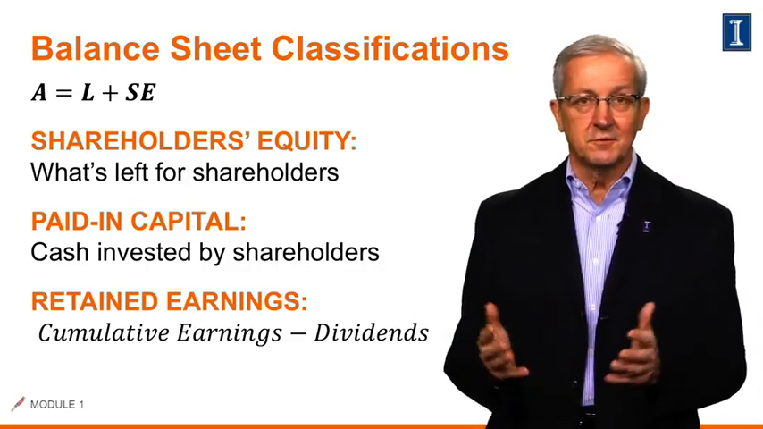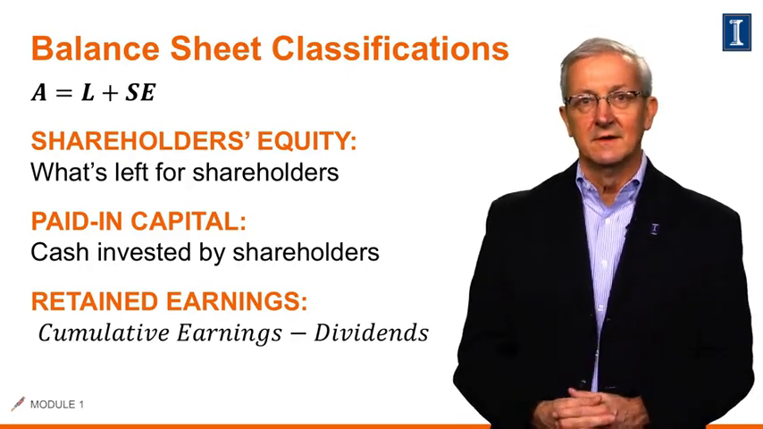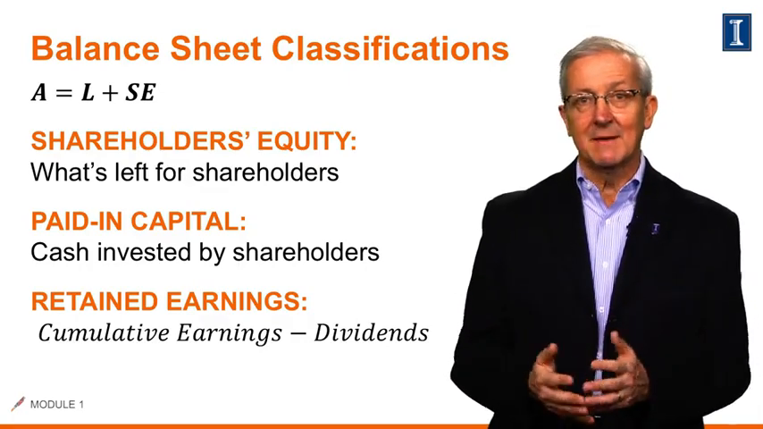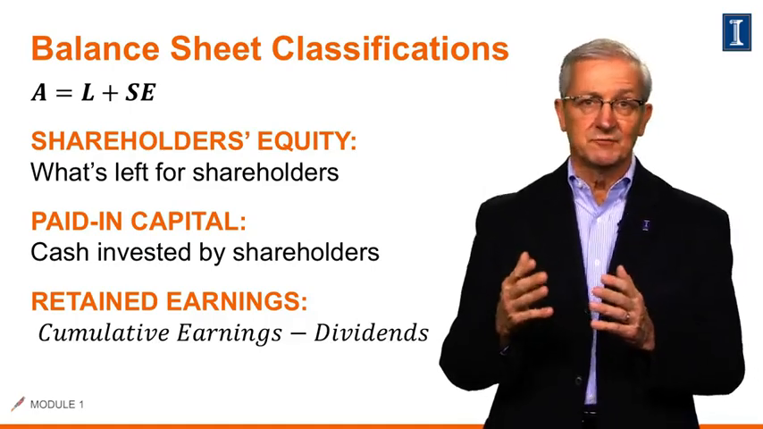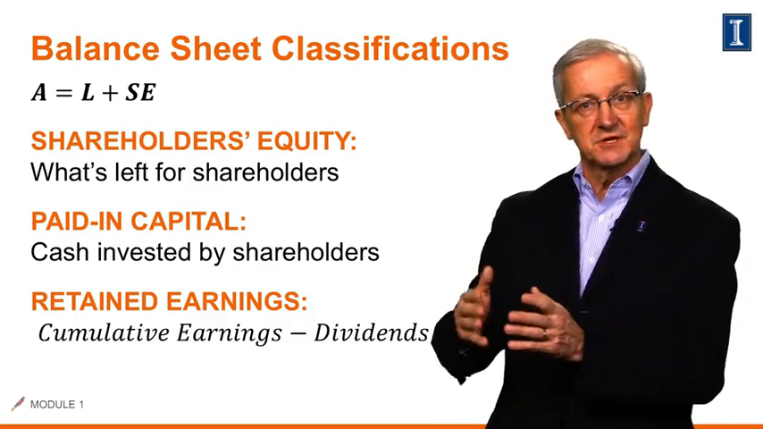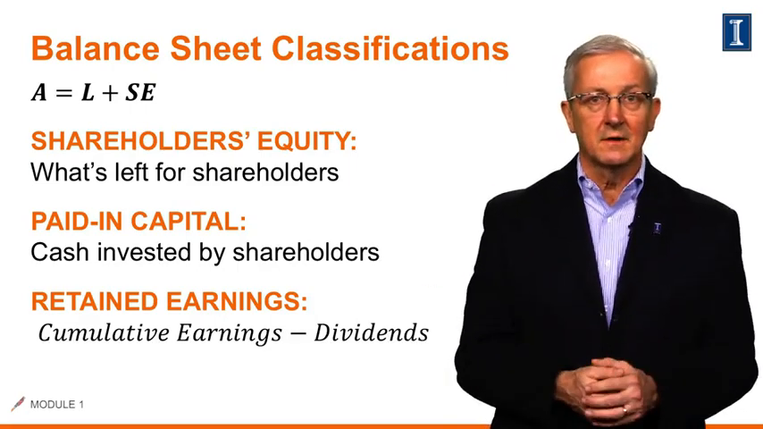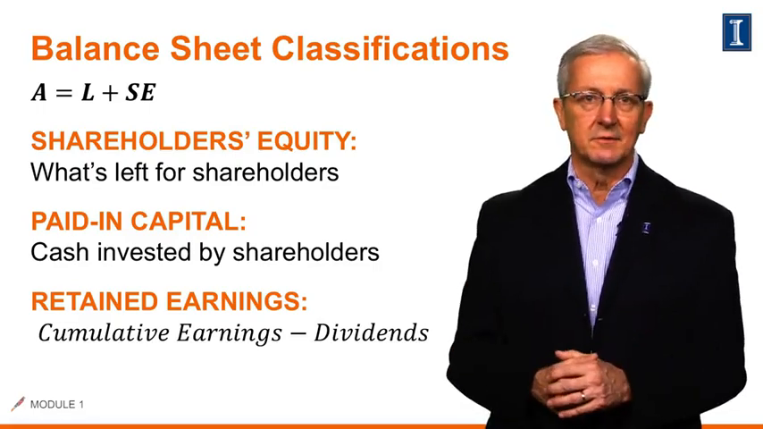And finally, let's discuss shareholders' equity. What's left for our shareholders, the owners of the company? Assets minus liabilities. It's represented by paid-in capital, which is the amount representing the cash invested by our shareholders in exchange for their ownership interest in our company. It's comprised of both common and preferred stock, as well as additional paid-in capital.